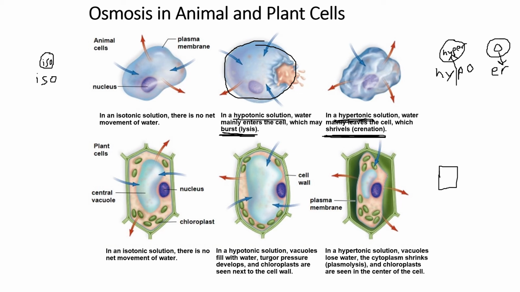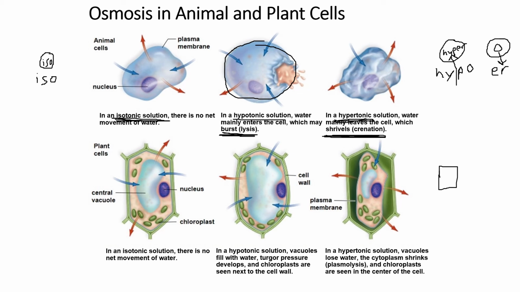An example of an isotonic solution is like contact solution or saline. And so if you had to give someone fluids in an IV, you would want to give them saline or something similar. That is isotonic.